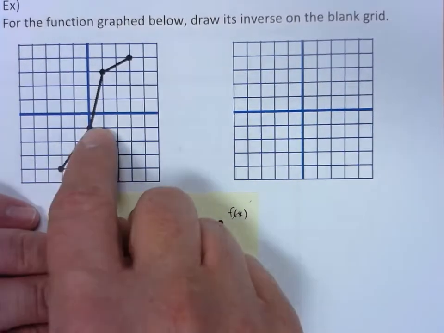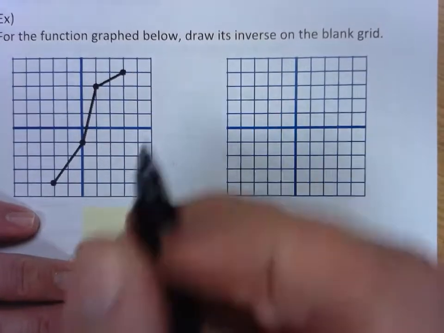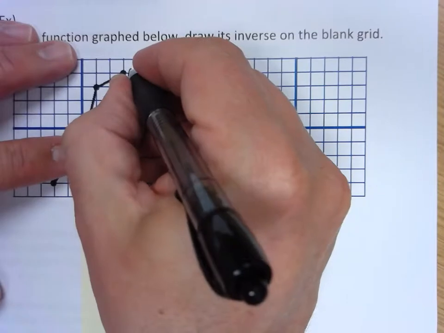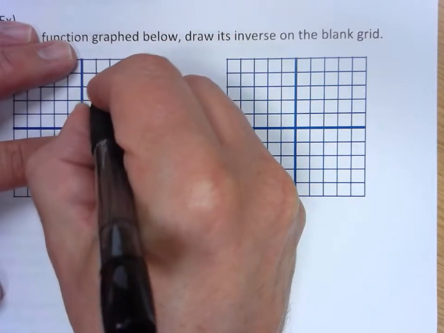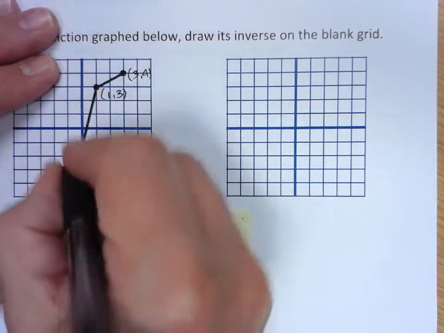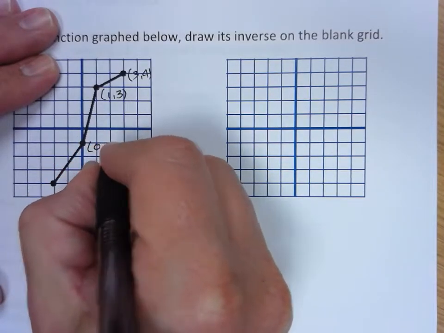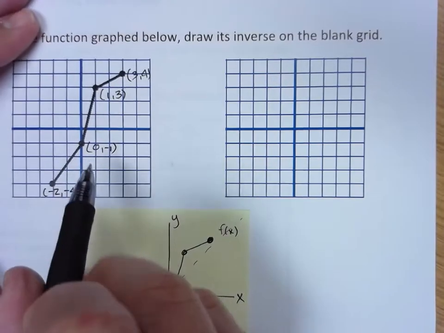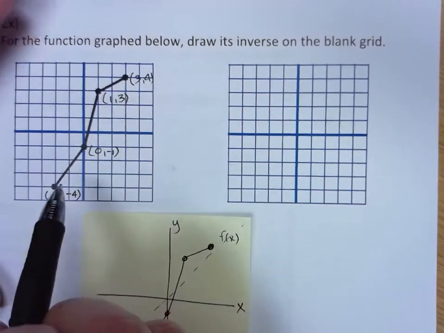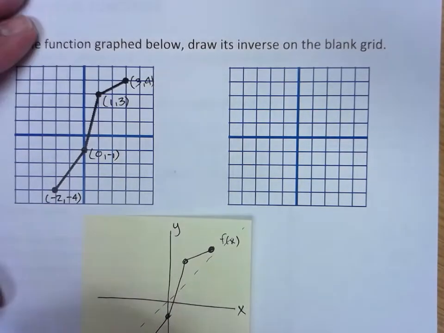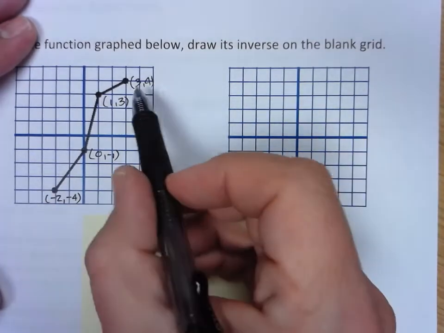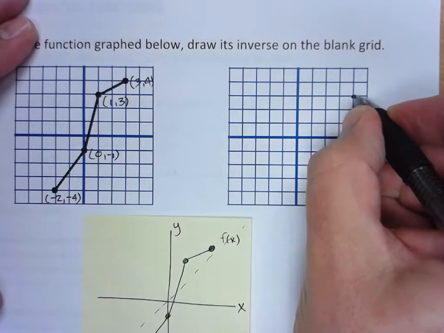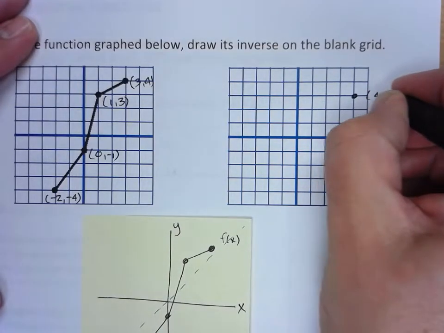If you're given a graph like this, honestly, the easiest trick is just to take each of the coordinates on each of the points. Like this is the point (3, 4). This is the point (1, 3). This is the coordinate (0, -1), and this is the point (-2, -4). Each of these xy coordinates on the original graph gets reversed to go to the inverse graph. So this point here, 3 for x, 4 for y, should become 4 for x and 3 for y on the inverse. Okay, (4, 3).